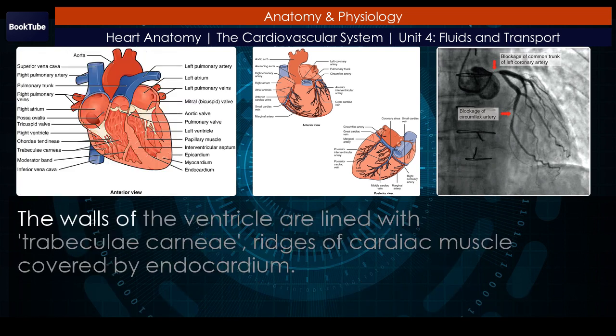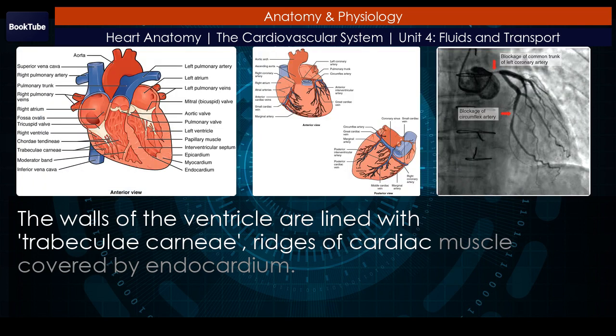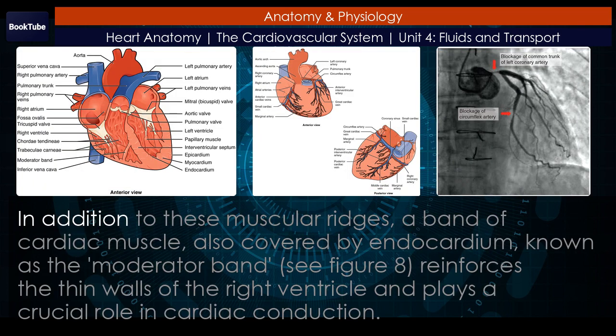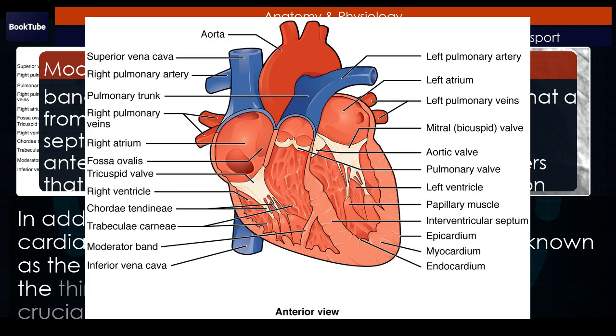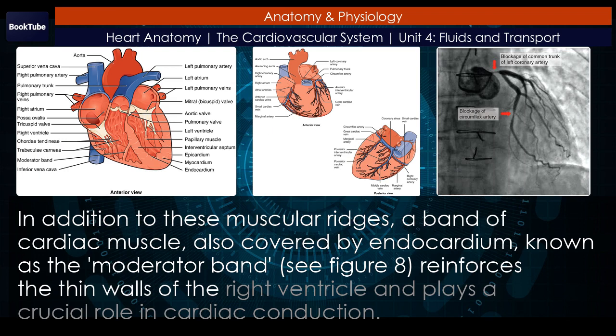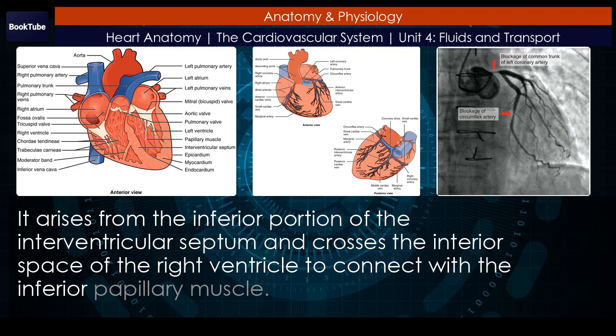The walls of the ventricle are lined with trabeculae carneae, ridges of cardiac muscle covered by endocardium. In addition to these muscular ridges, a band of cardiac muscle, also covered by endocardium, known as the moderator band, see Figure 8, reinforces the thin walls of the right ventricle and plays a crucial role in cardiac conduction. It arises from the inferior portion of the interventricular septum and crosses the interior space of the right ventricle to connect with the inferior papillary muscle.